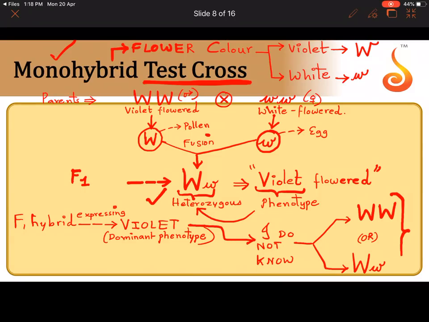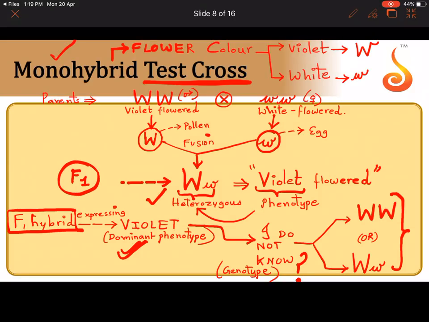So to find out whether the F1 plant is which, what do I not know? I don't know the genotype. I know the phenotype, it is violet, but I don't know the genotype. Of which plant? Of the F1 hybrid, not the parents. Parents are pure breeding, you self-pollinated them repeatedly. Here you are bothered only about the F1 hybrid.